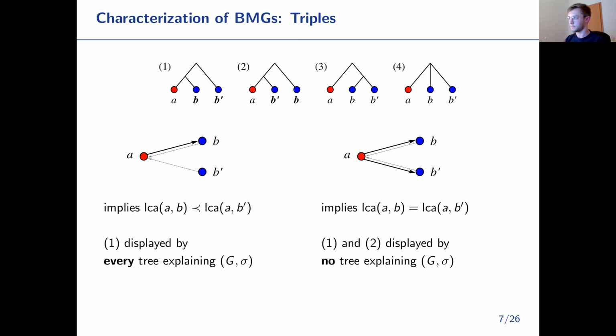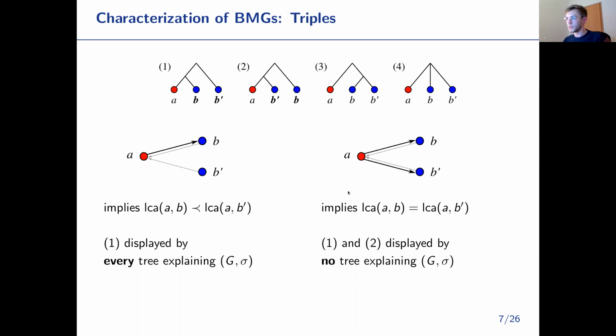Yeah, and the other case looks like this, that A points to both B and B prime. And this means that the LCA of AB and the LCA of AB prime must be equal. So for the topology in every gene tree, we have either this case or this case. And those 2 are forbidden. And to see this, we could simply assume that we have a tree that displays this triple here. Then, of course, the last common ancestor of A and B would be strictly below the other one. So this triple would immediately contradict that we have an arc from A to B prime.